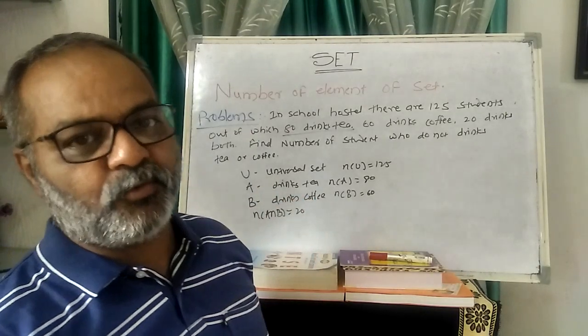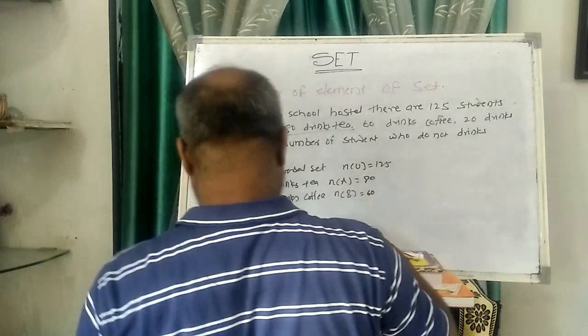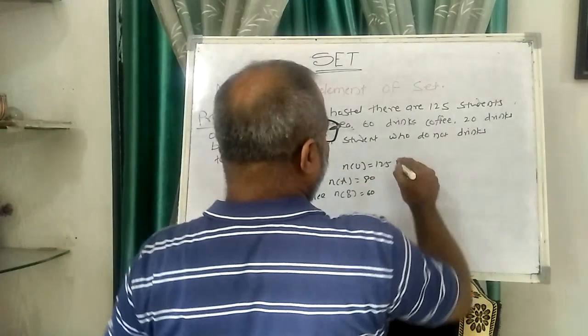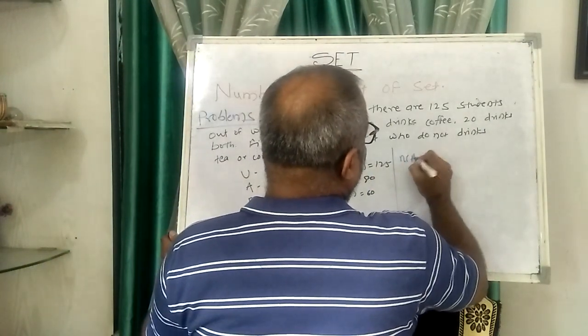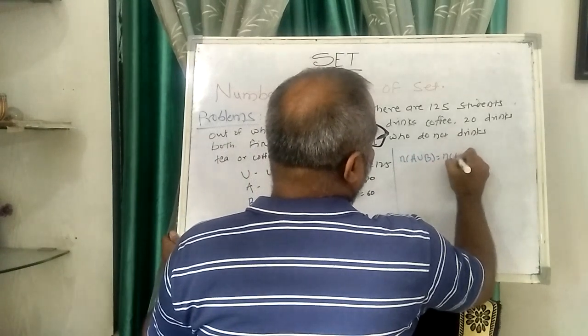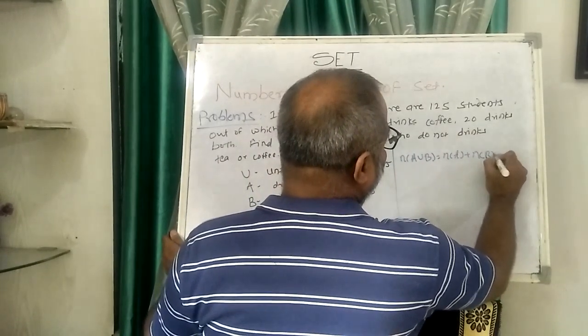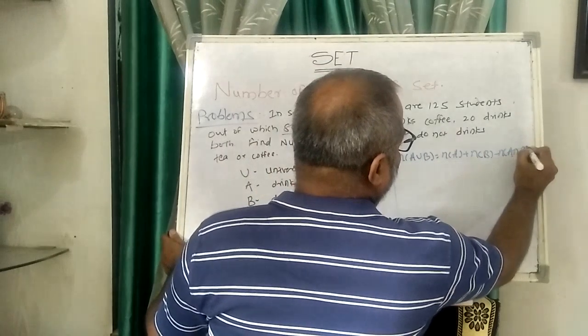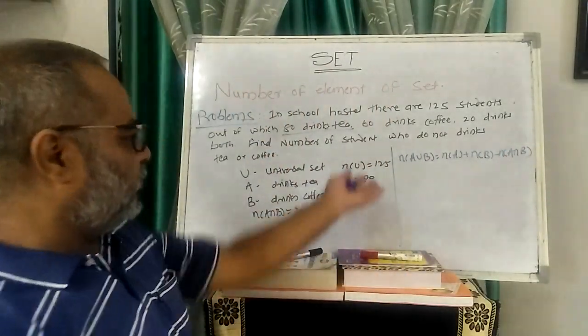So I just have the formula to solve it. We know the formula: n(A union B) is equal to n(A) plus n(B) minus n(A intersection B). It is too simple. Now just put the values.